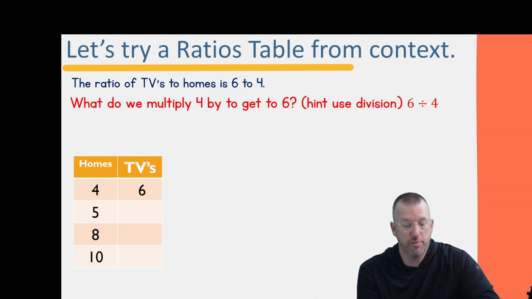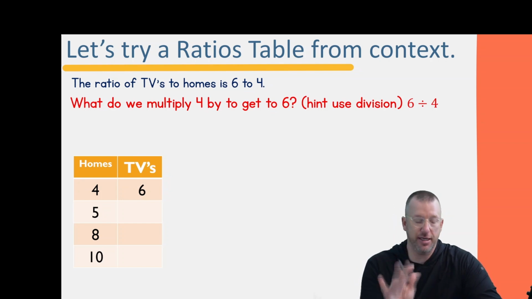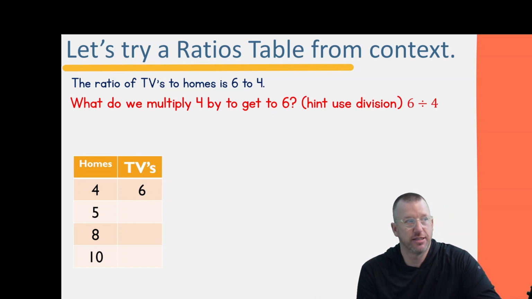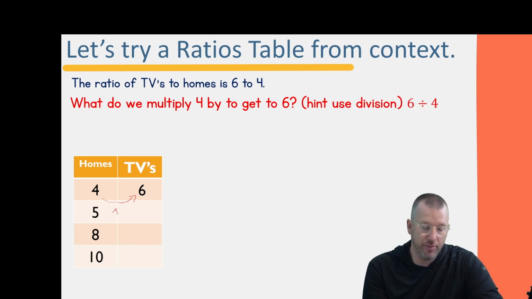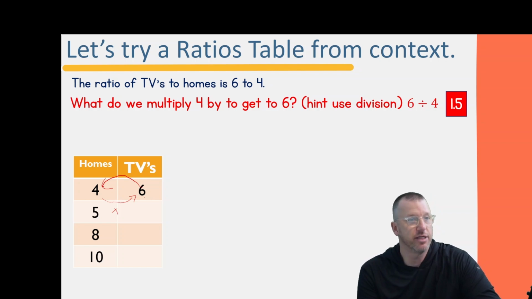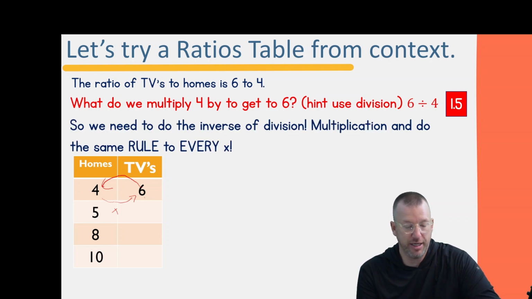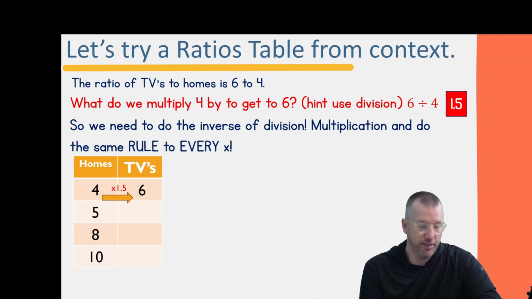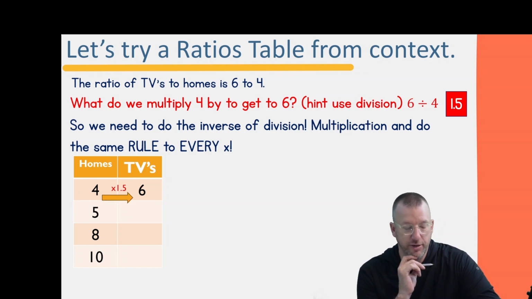So what do we multiply 4 by to get to 6? Now this is a hint. I don't know what 4 times something equals 6, because it's going to be a decimal or a fraction, right? So if I can't figure out what to do to multiply, I go backwards and I divide. 6 divided by 4 will give me an answer. So what is 6 divided by 4? It's 1.5. Okay, so then I could reverse that, turn it back into multiplication, and say that 4 times 1.5 equals 6. So we use the inverse operation to figure out that value.